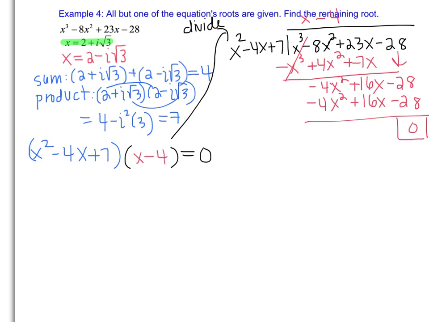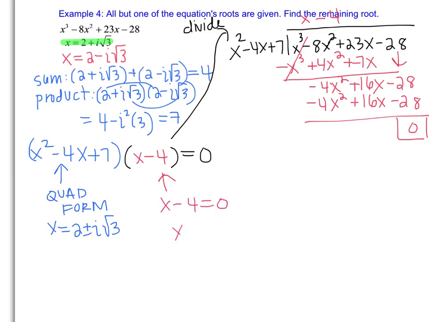So if we were to solve this equation, solving this first one, we don't really need to do it because it's already done. We could use the quadratic formula and get all the way back to finding our same two roots, which are x equals 2 plus or minus i root 3. But we already know those. The one that we care about is this one here. So if I set x minus 4 equal to 0, the one remaining root, which is what this question was asking for, is 4.